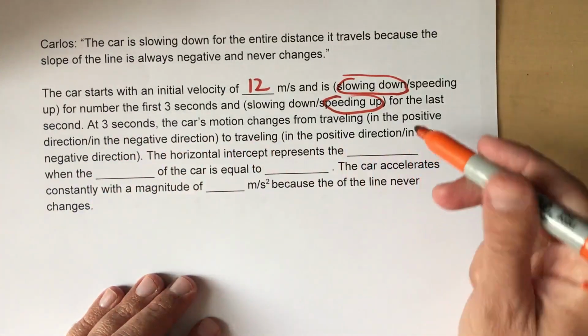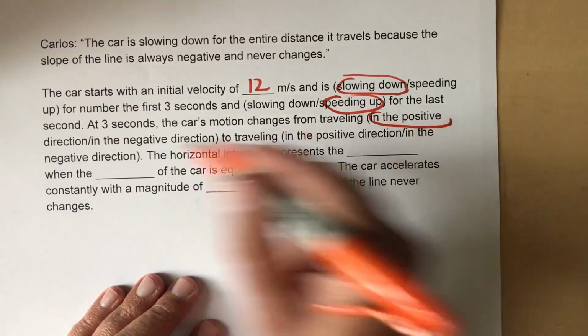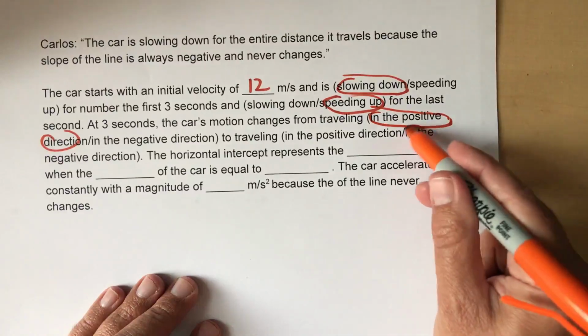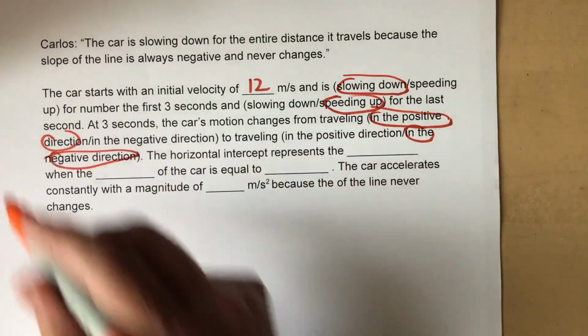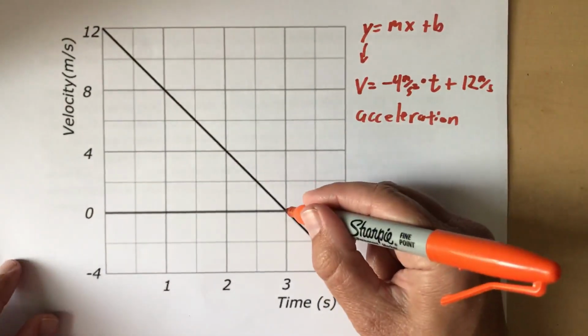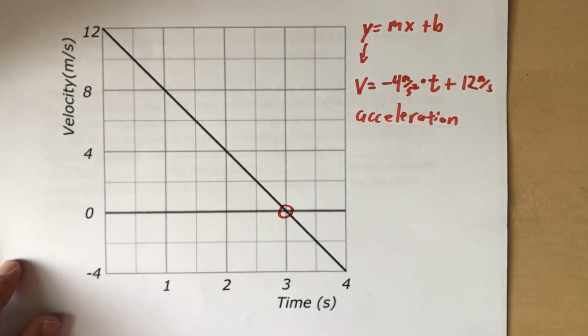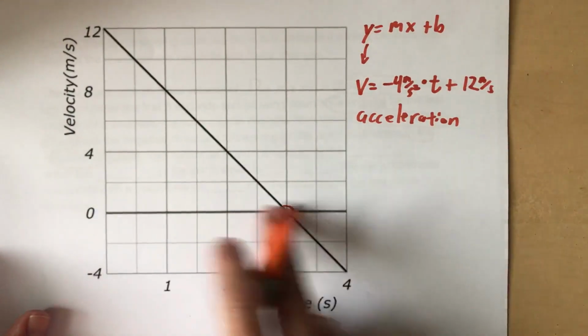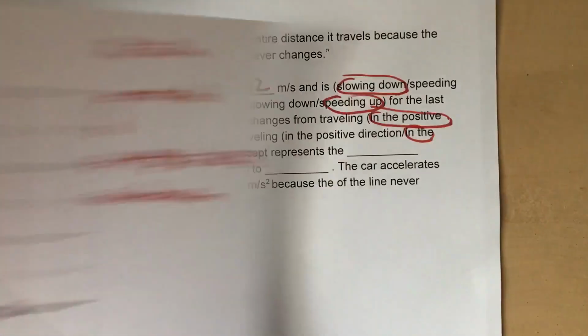So at 3 seconds, the car motion changes from traveling in the positive direction, here, I'll circle, to traveling in the negative direction. The horizontal intercept, so that is right here. That's the horizontal intercept. So what is that going to represent? Well, it represents the time at which we're at 0 meters per second.